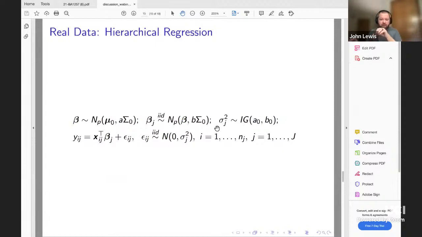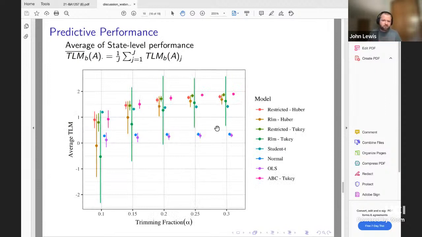And I'll mention here that we're actually conditioning on individual summary statistics within each state. What I glossed over before is that the computational method can just be applied individually within each of the states because of the conditional independence between states. And here, this is the average across the states of the trimmed log marginal measure.